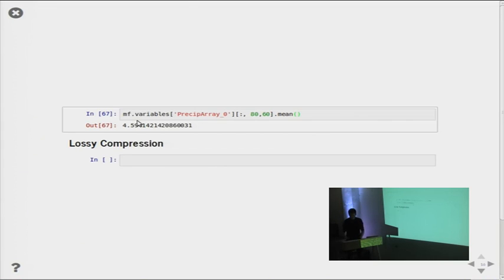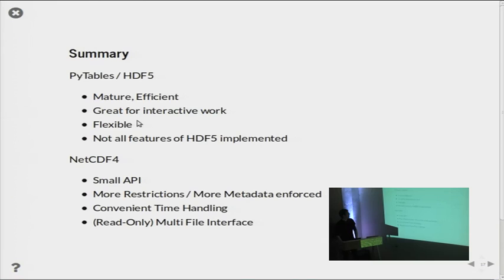So with this, I would come to a close. My summary, a bit I did before. PyTables is very mature, very efficient in my opinion. It's great for interactive work. It's very flexible by virtue of the flexibility of HDF5. But it doesn't implement all features that the library implements. H5Py does a much better job. NetCDF has a smaller API, a smaller set of things that you can do, but that it does well.